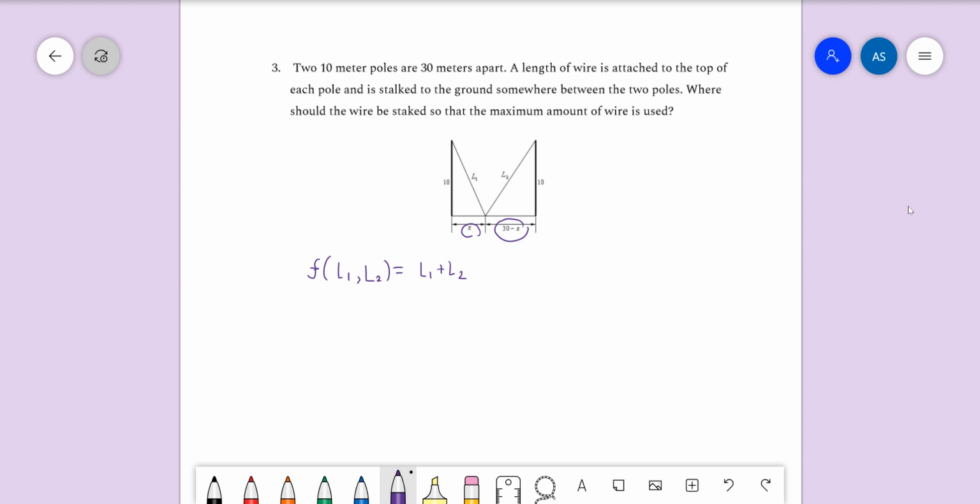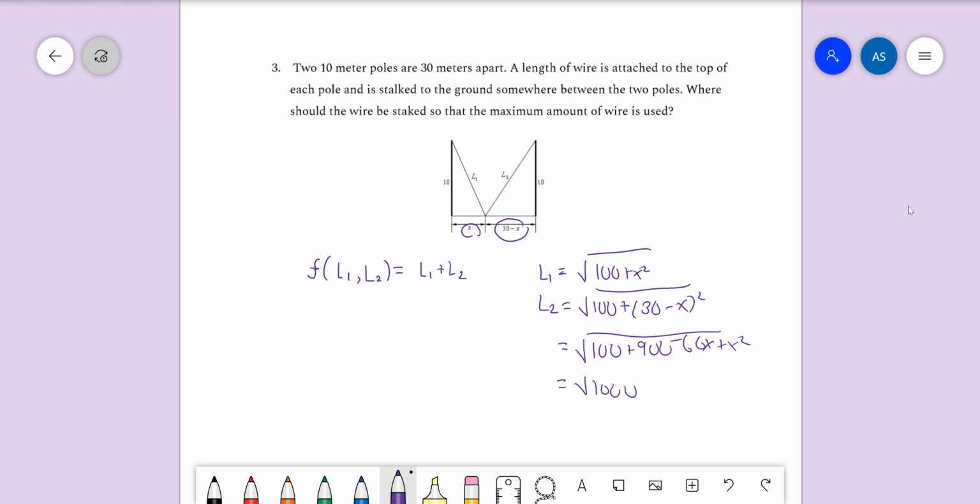Well, just use the Pythagorean theorem, a squared plus b squared equals c squared. When you do that, you will get L1 equals the square root of 100 plus x squared, and L2 equals the square root of 100 plus (30 minus x) squared. When you add all that up, you get 100 plus 900 minus 60x plus x squared, which equals the square root of 1000 minus 60x plus x squared. And that's all for that.